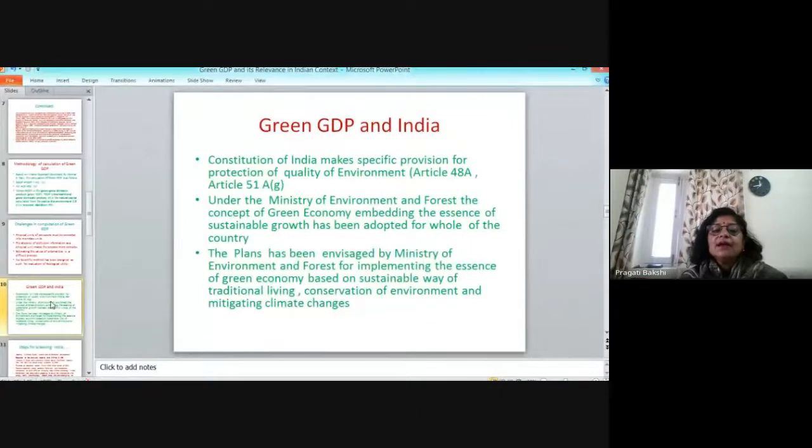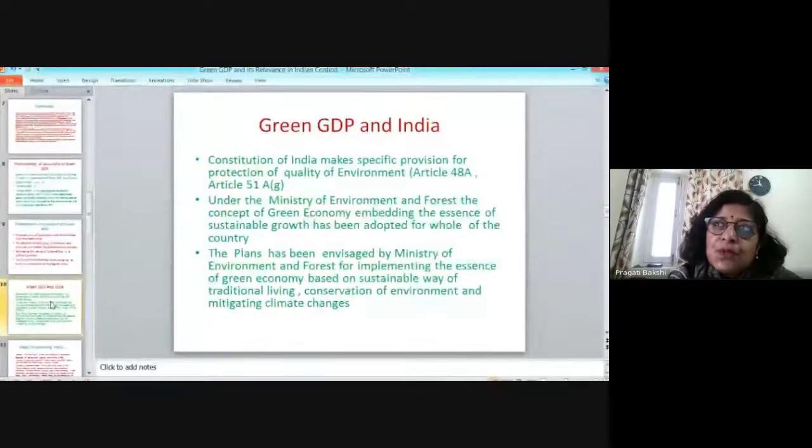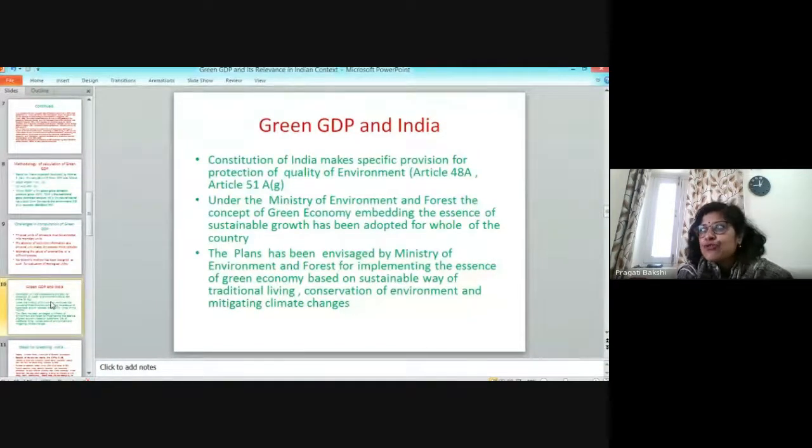Now we come to India. How does India fare in computation of green GDP and in greening our economy? India is one of the most emerging economies of the world. Unfortunately, it has become one of the biggest contributors to pollutants after the developed countries. And there are teeming millions in India. So now we have to protect our environment. We have to save natural resources from depletion if we want to continue humanity on our planet.